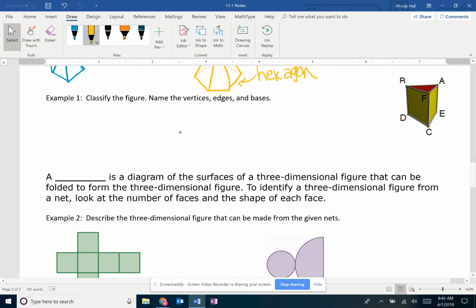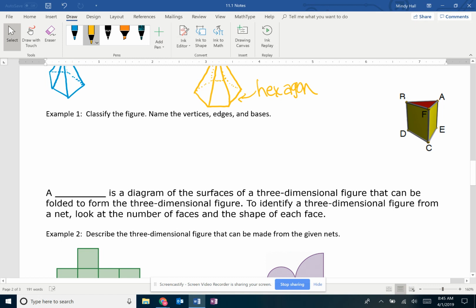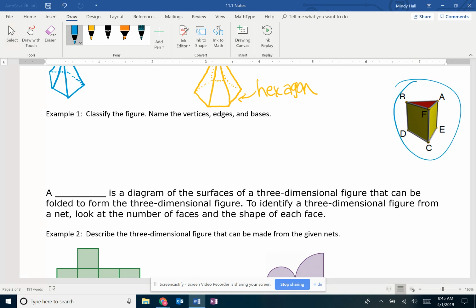So in order to classify figures, you have to be able to name vertices, edges, and bases. So if we look at this shape right here, this is a triangular prism. And the reason why is because the base is a triangle, and there's 2 of them, even though we can't see that second one because it's hidden.